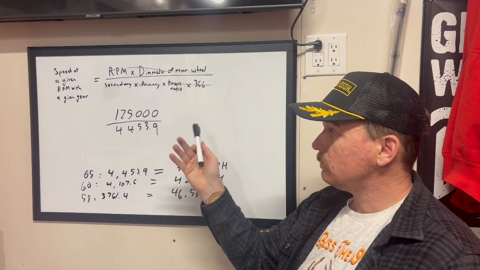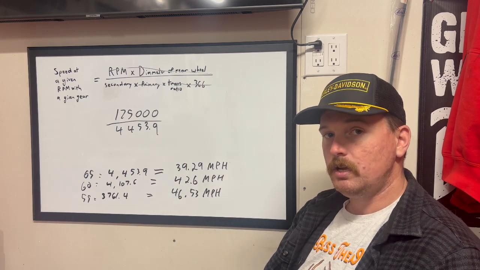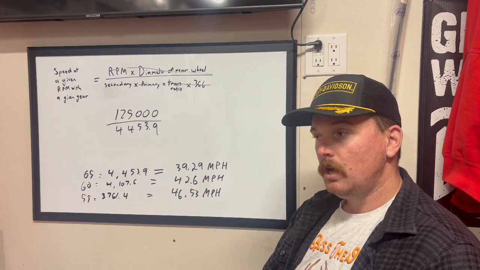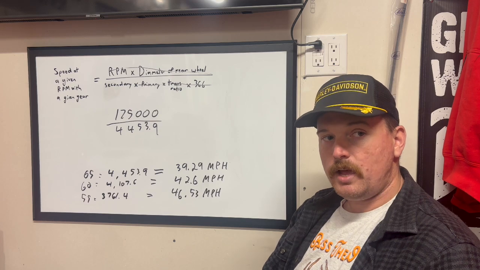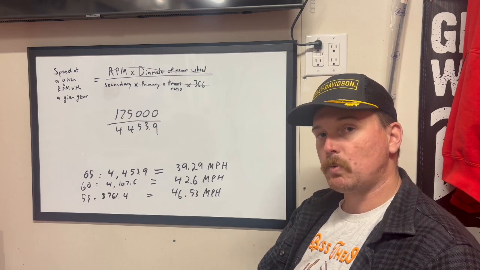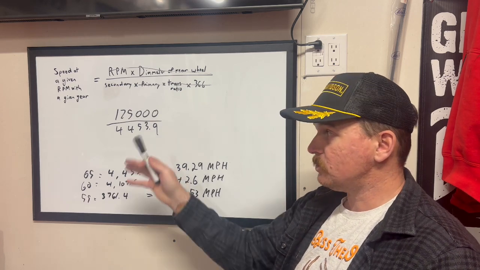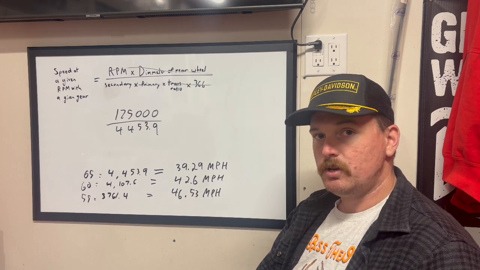Anyways, that's how you calculate your final speed given your different RPMs. Obviously these factors can change if you do some trans work or some work in your primary, but this is the down and dirty, quick and easy way to do it.